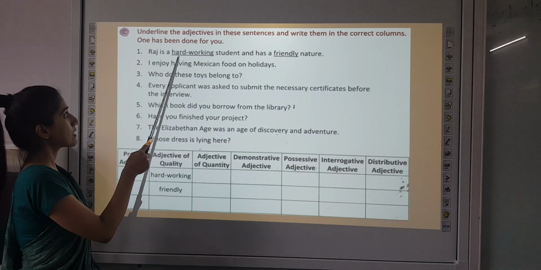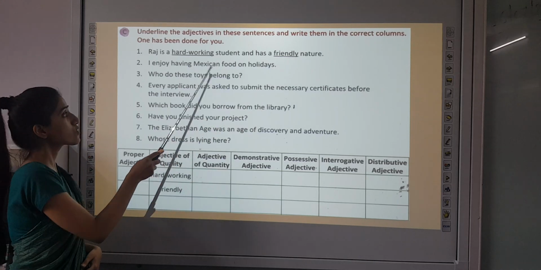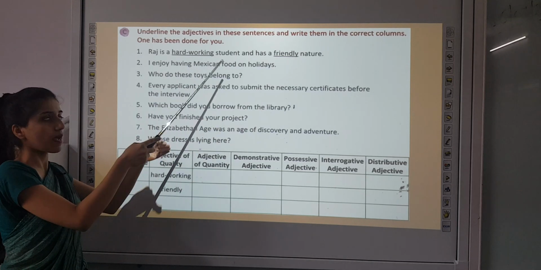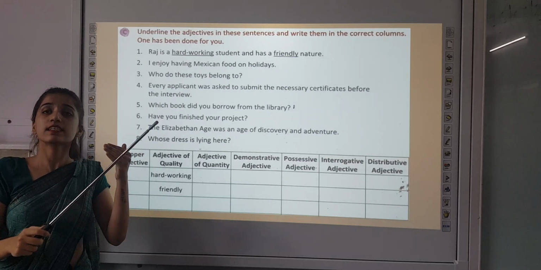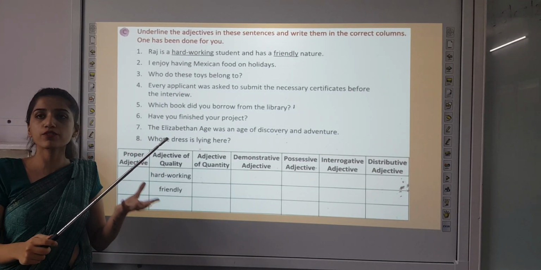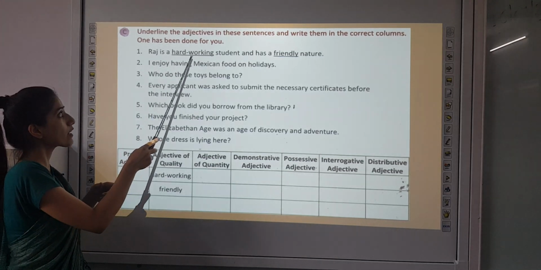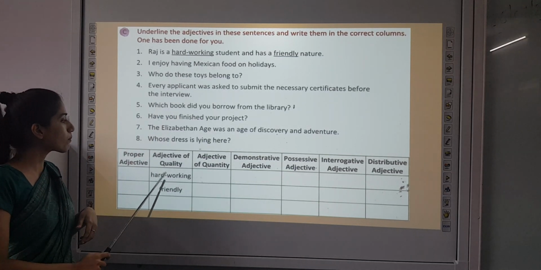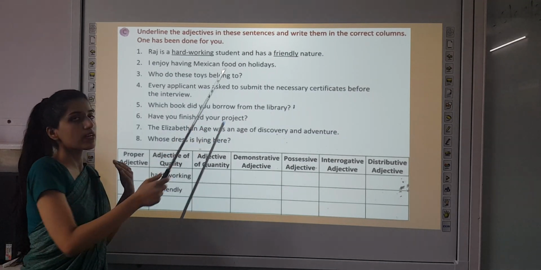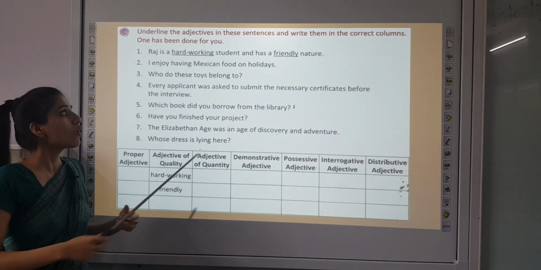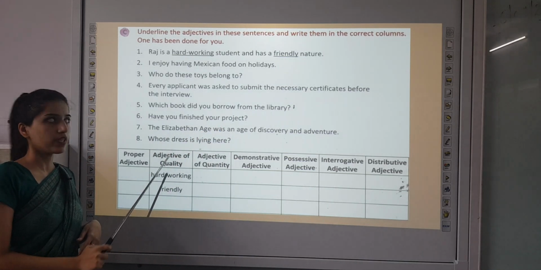So Raj is a hardworking student and has a friendly nature. So here hardworking is describing the student. So here it is an adjective of quality. It is telling us about the quality of a student. So hardworking is an adjective of quality. So hardworking will be written in the column of adjective of quality. And same goes with friendly. This is also telling us about the quality. So here friendly will also be written in the column of adjective of quality.